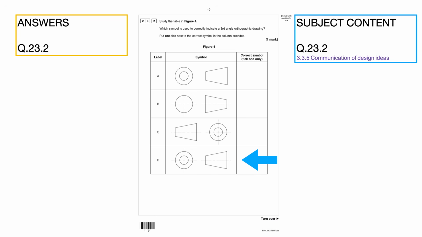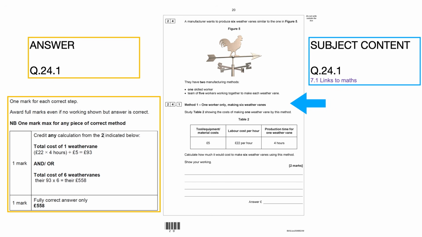Now the second part to 23, study the table in figure 4. Which symbol is used to correctly indicate a third angle orthographic drawing? Put 1 tick next to the correct symbol in the column provided for 1 mark, and the answer to this is D.